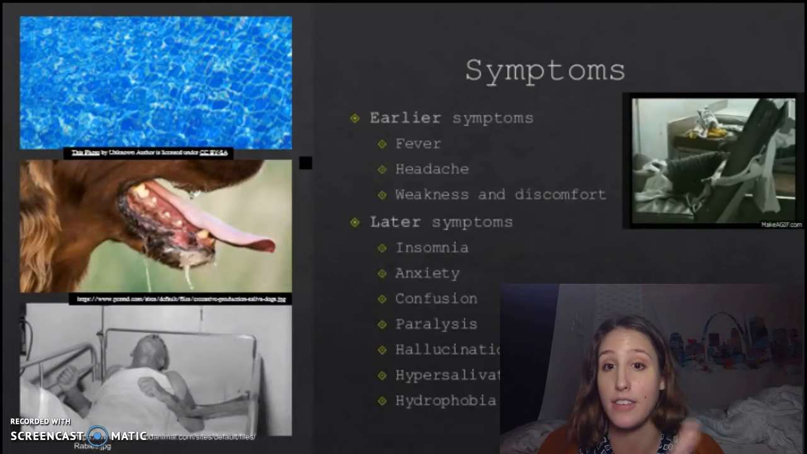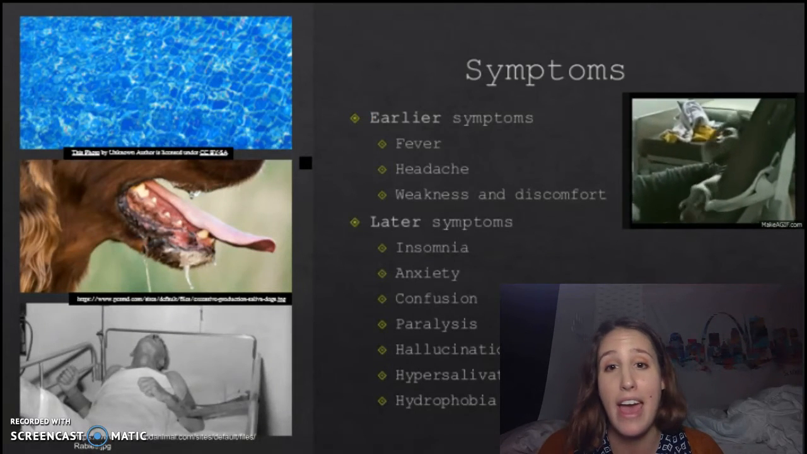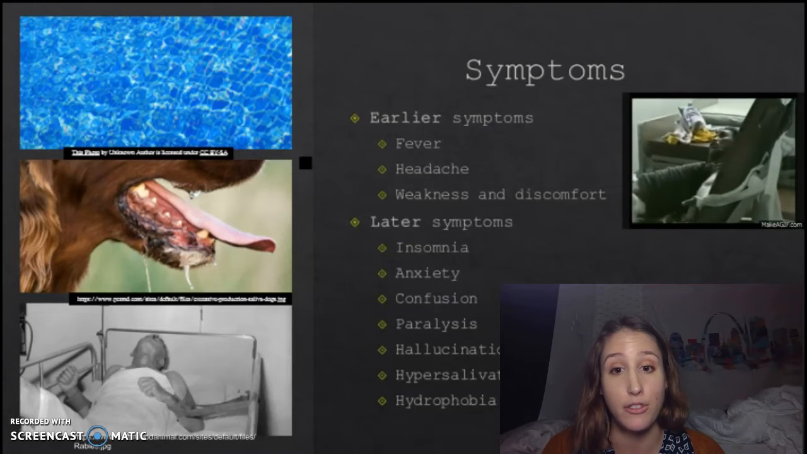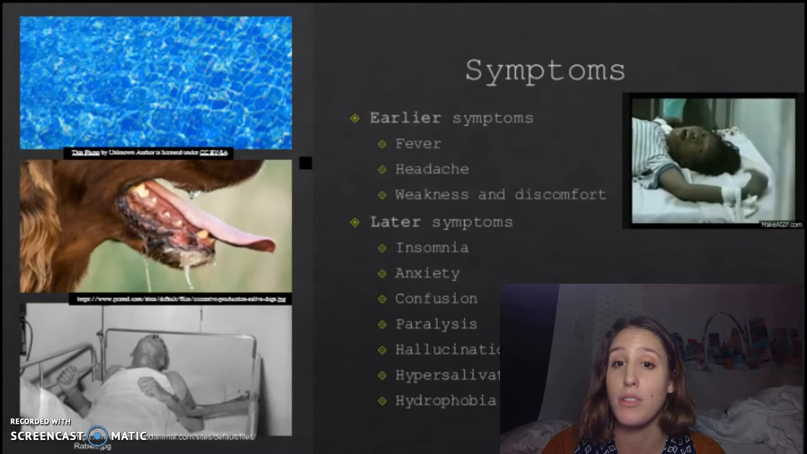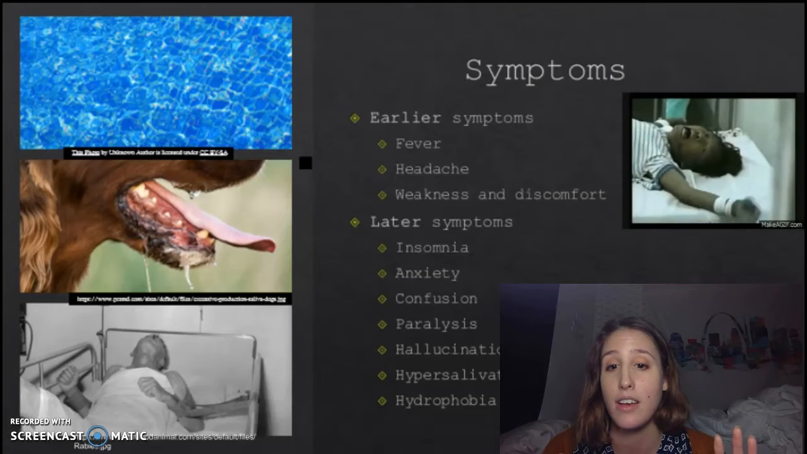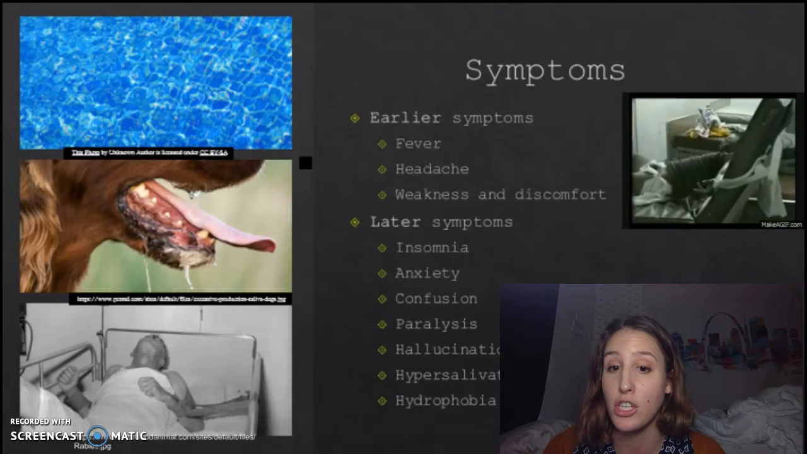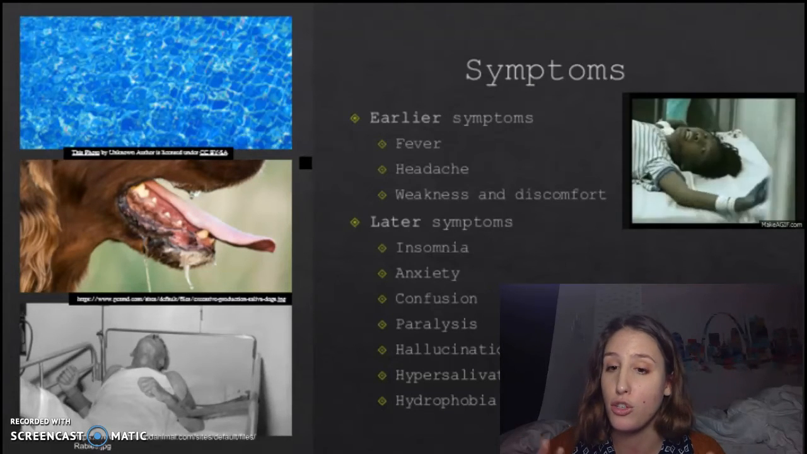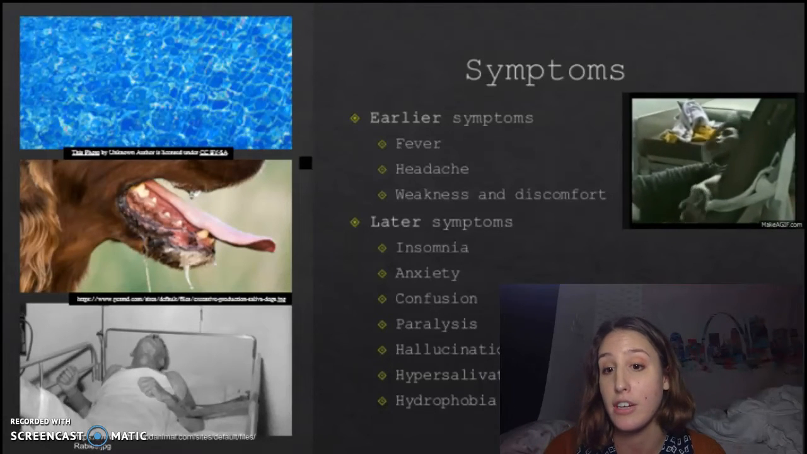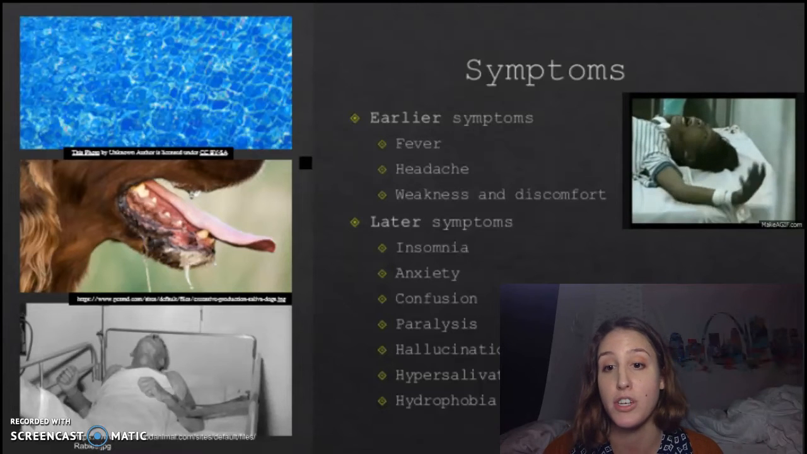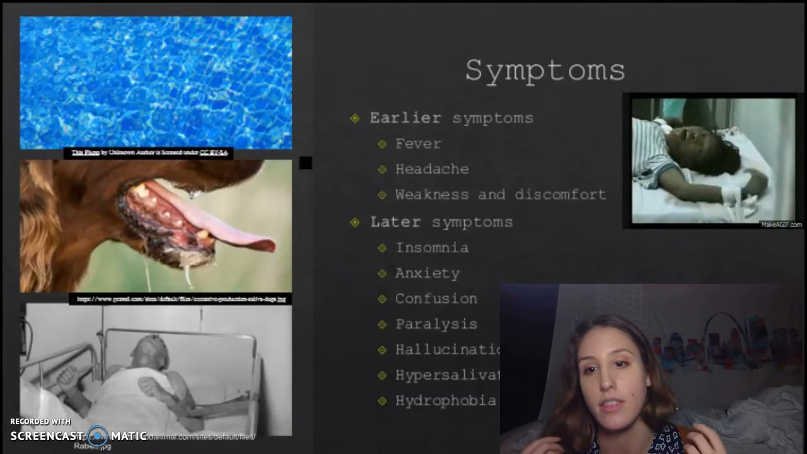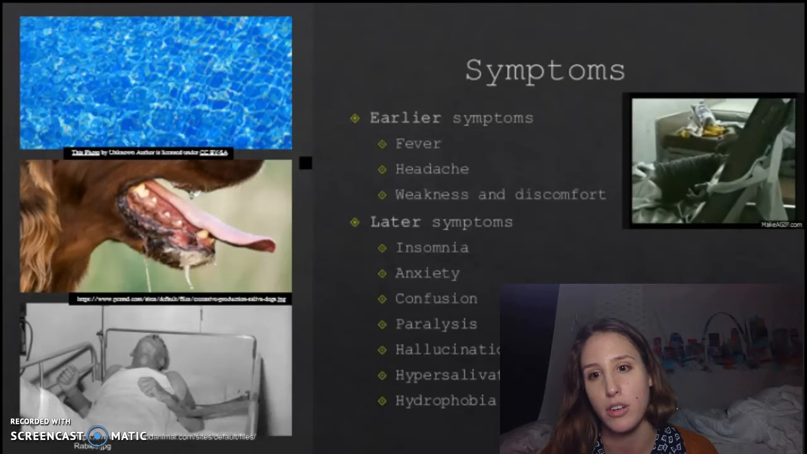So symptoms. Like I said, the earlier symptoms are very similar to the flu. Headache, fever, fatigue. But when the later symptoms come in, there's not really much you can do. Later symptoms are such as insomnia, anxiety, confusion, paralysis, hallucinations, hypersalivation, and then hydrophobia. The two most commonly associated symptoms are hypersalivation and hydrophobia. Hypersalivation is an overproduction of saliva within your glands, and that's what causes the foaming of the mouth that we see sometimes in cartoons.